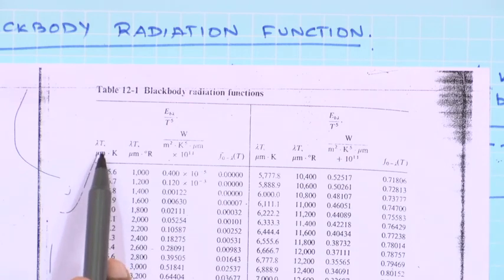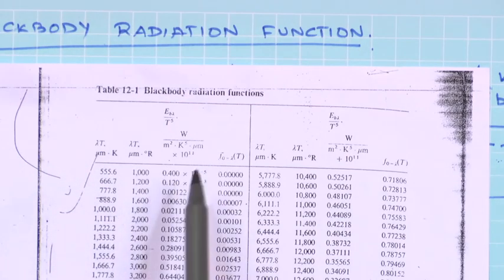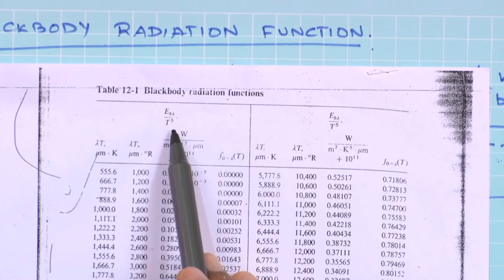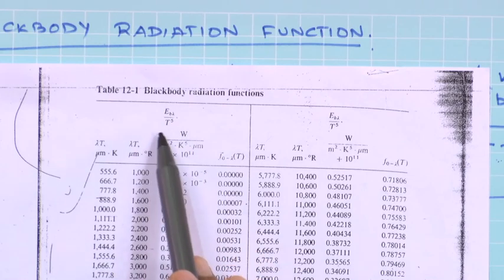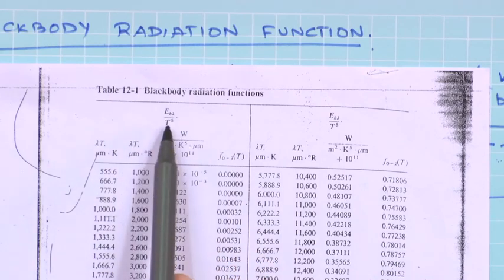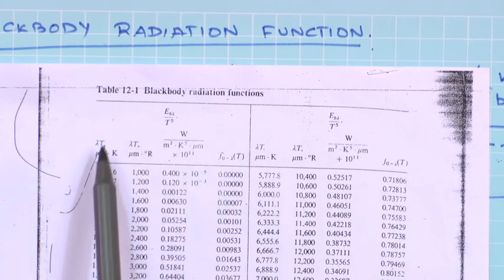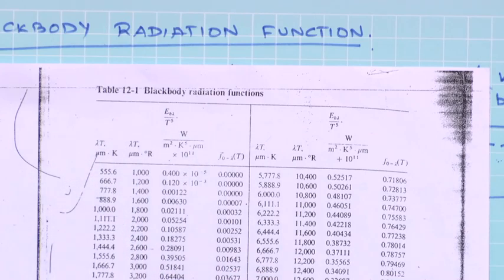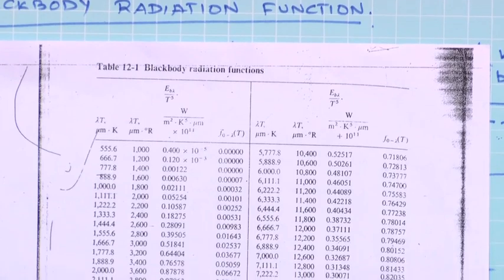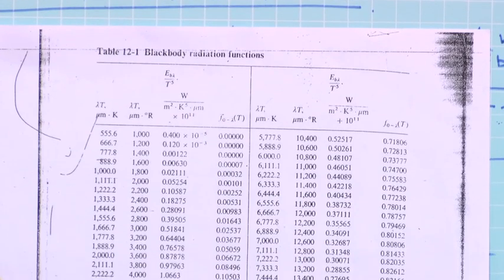So, if you look at the table now, the table here shows you the value of lambda T in micron, and this is E b lambda divided by T to the power 5. This is how the fraction is expressed. This is how it's shown. So, you know what is lambda T? Let us say you pick a value of lambda T to be over here. Lambda T is 2777.8. So, any combination of lambda and T which gives the product to be about 2777, it would give you a value of the f as 0.22.